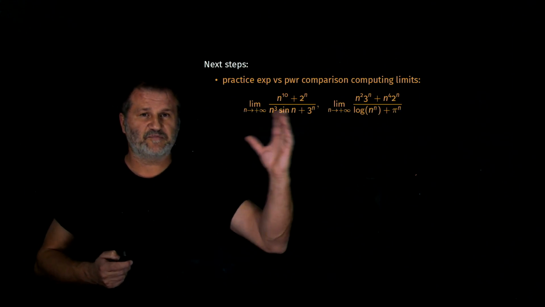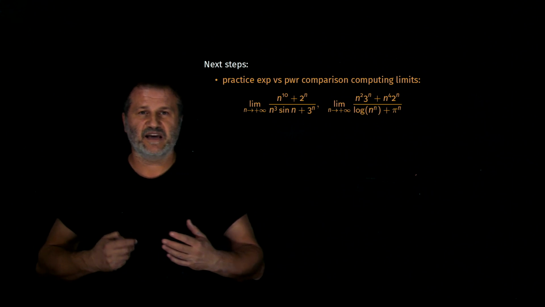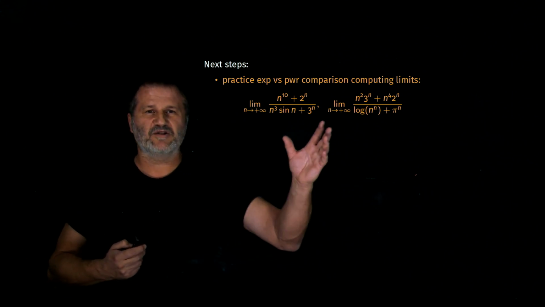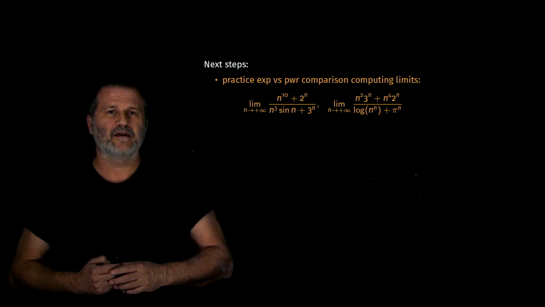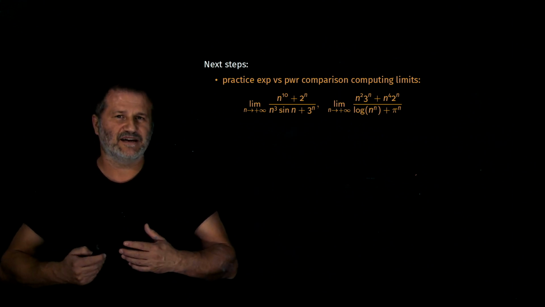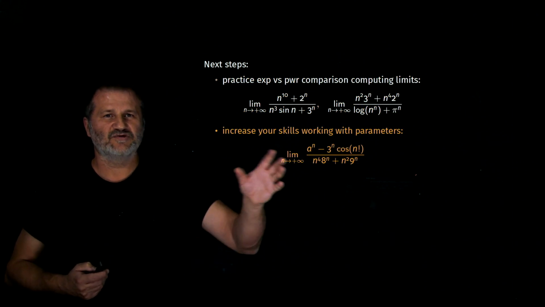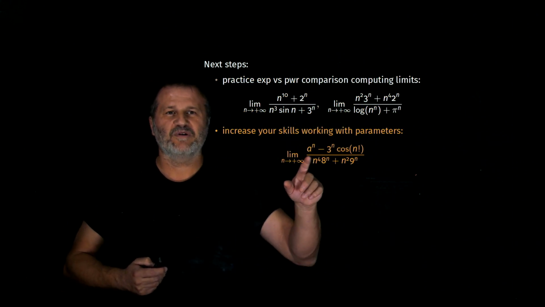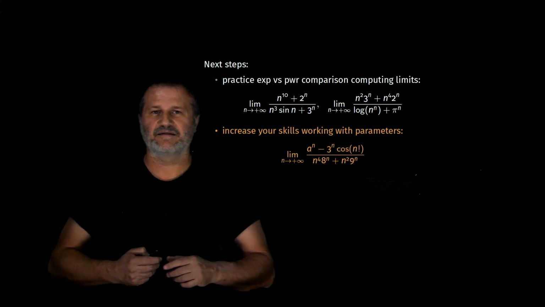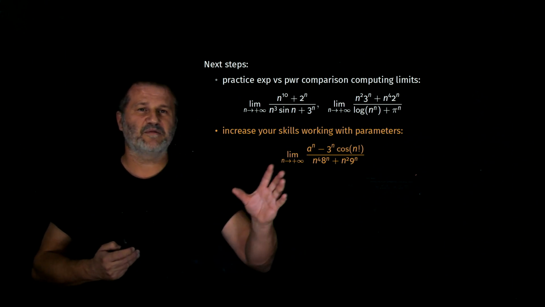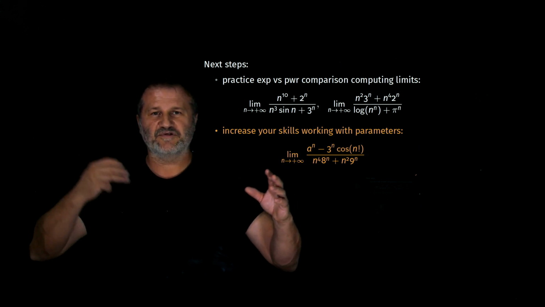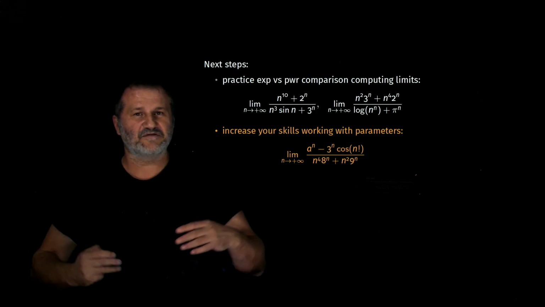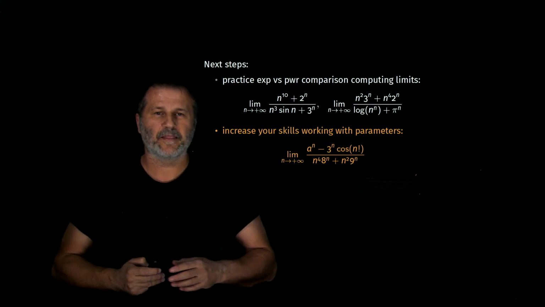What are the next steps? Well, first of all, you should practice the comparison exponential versus power by computing some limits, like, for example, those I wrote here. A further step, which is actually a technical step, is to do the same kind of problem, but where you have some parameter inside, like here. So this is a more difficult problem because you have to consider different cases. You will have a behavior for certain values of a, another behavior for other values of a, and so on.